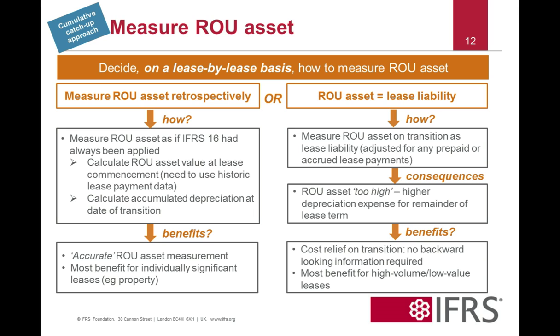However, unlike for the lease liability, measuring the right of use asset properly, so to speak, does require some backward-looking information. That's because, as the left-hand side of this slide shows, a lessee would first need to establish what the right of use asset would have been at lease commencement, and then work out what the accumulated depreciation at transition would be. Getting to these amounts requires a lessee to have information about lease payments since the beginning of the lease. Now, gathering that backward-looking information must involve some cost for lessees?